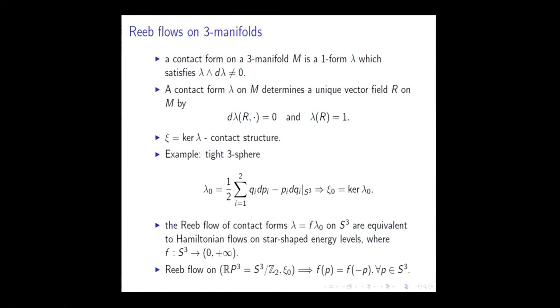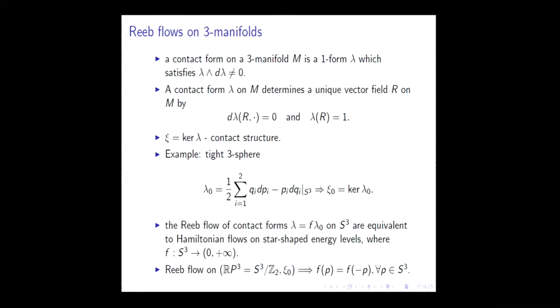So at this point we try to generalize this theorem. So I have to introduce this language of Reeb flows. We have a contact form on a three-manifold. It determines this Reeb vector field, and the contact structure given by the kernel of the contact form. And the usual examples, which essentially are the ones that we have in this theorem, is the three-sphere inside R4.